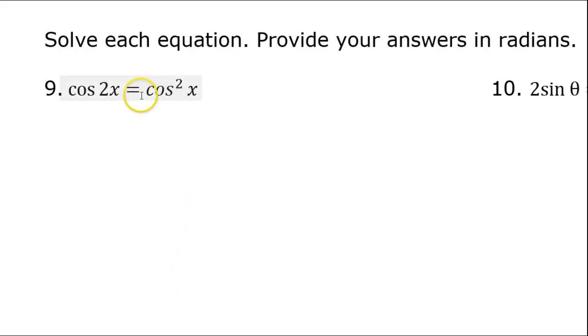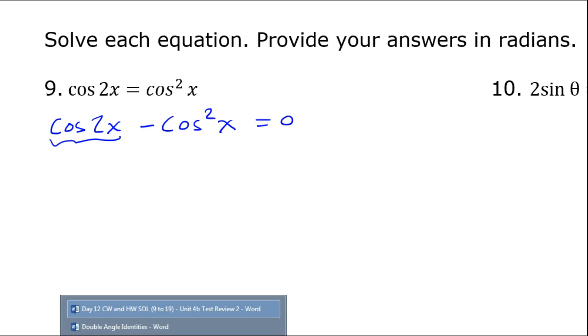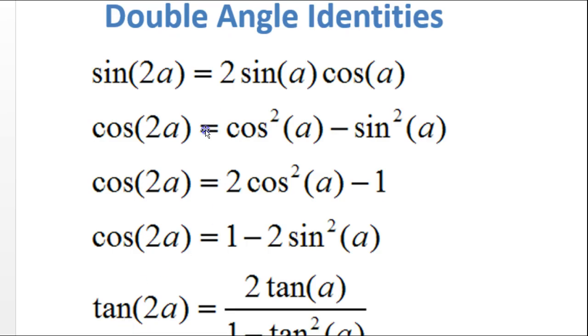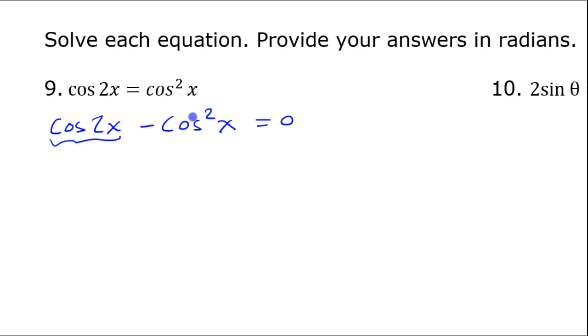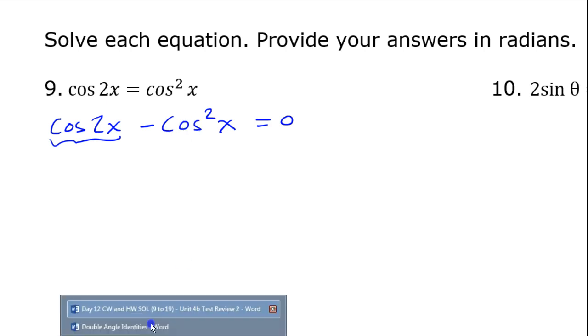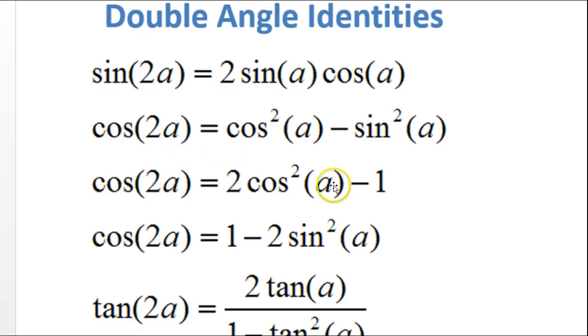All right, looking at problem number 1. Whatever you do, never divide by a trig function, but instead you can subtract. So subtracting cosine squared from both sides, that will give me cosine 2x minus cosine squared x is equal to 0. Now I see I've got my cosine 2x right here, and looking at my identities, for cosine we have 3 different versions of the double angle formula, but looking at the rest of the equation, since we have cosine, I'm going to pick the version that involves cosine.